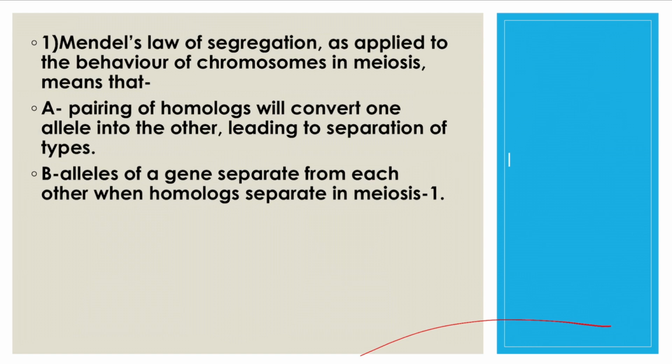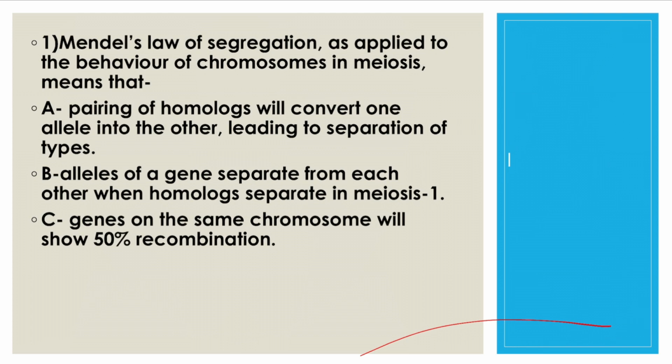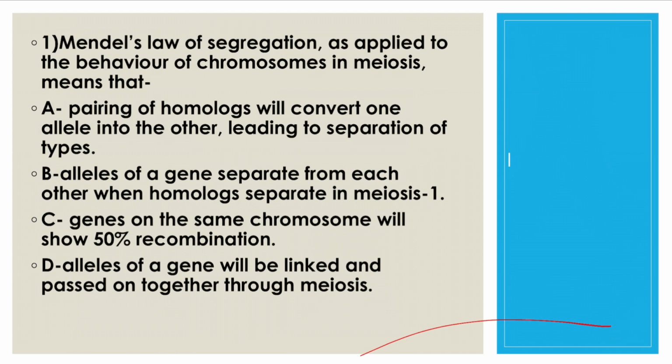Alleles of a gene separate from each other when homologs separate in meiosis 1. This is the point I was trying to explain here with the homologous chromosomes. Genes on the same chromosome will show 50% recombination. In Mendel's law, there was no explanation about recombination. Alleles of a gene will be linked and passed on together through meiosis. The concept of linkage was not understood at the time of Mendel.